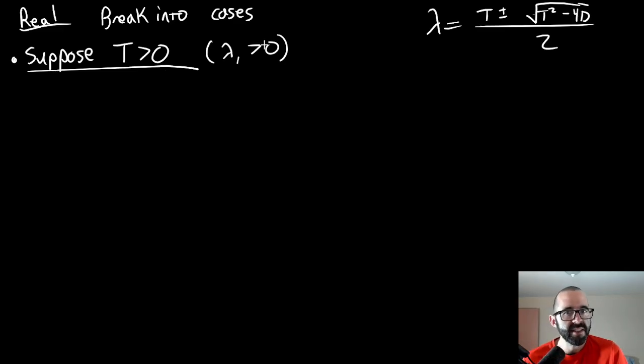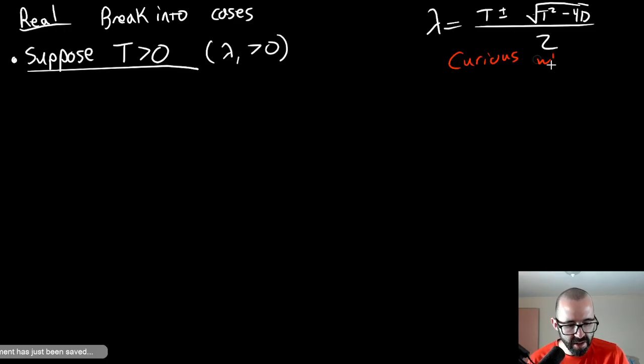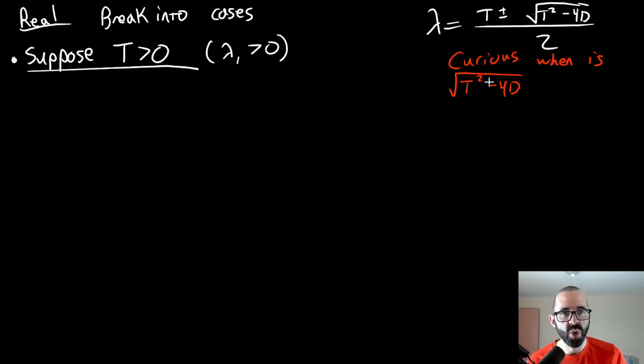So we might be curious, when is the second eigenvalue also positive? That would give us a source. Well, the second eigenvalue is also positive if this is small enough. How small is small enough? I'm going to write this off to the side. We're really curious because we know we have a source when the square root of t squared minus 4d is smaller than t. And when is that going to be the case? Well, that's not quite easy to find out.